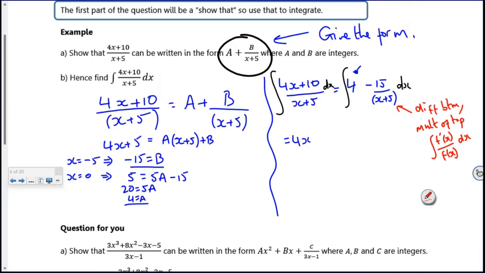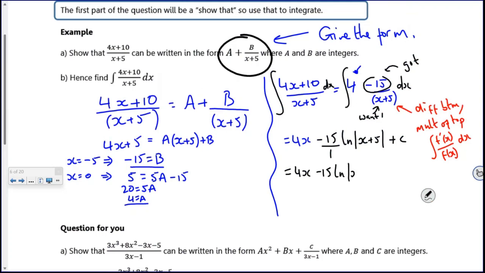But I've got to be careful. Different teachers do it differently. But what I do is I say, what have I got? I've got a minus 15. What do I want? If I differentiate the bottom, what I really wanted was a 1. So I do what I've got over what I want, which is the bottom bit differentiated, and then log of whatever's on the bottom line, plus c. So just to tidy it up, there you go. And that matches with the exam.